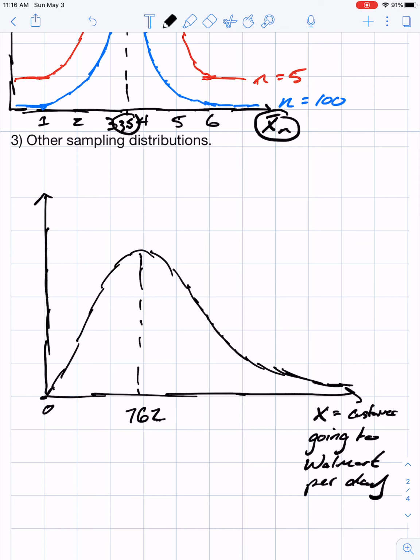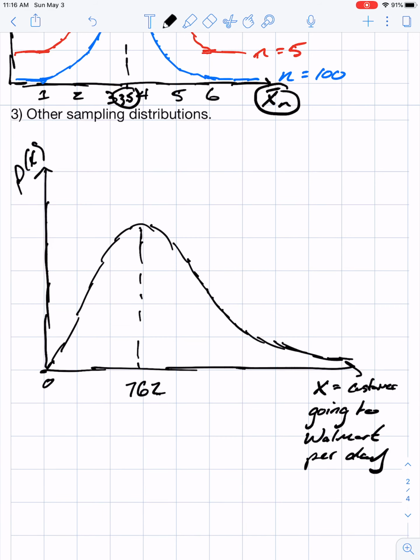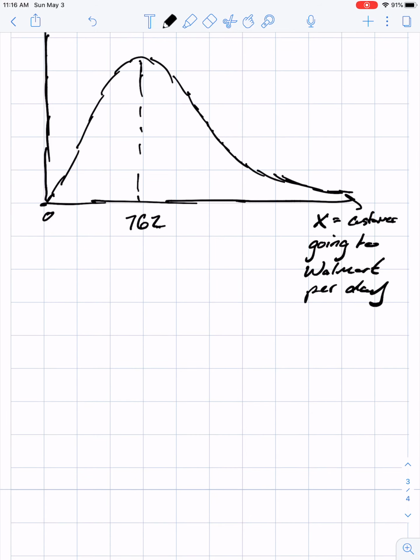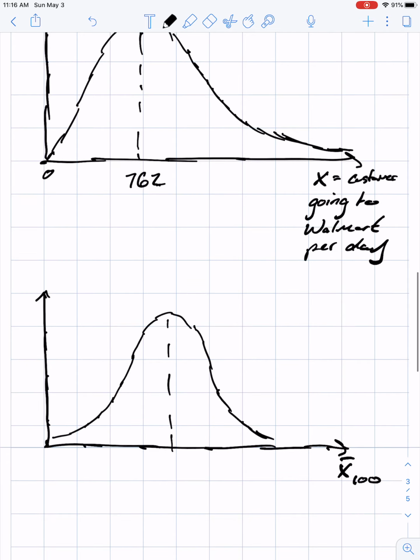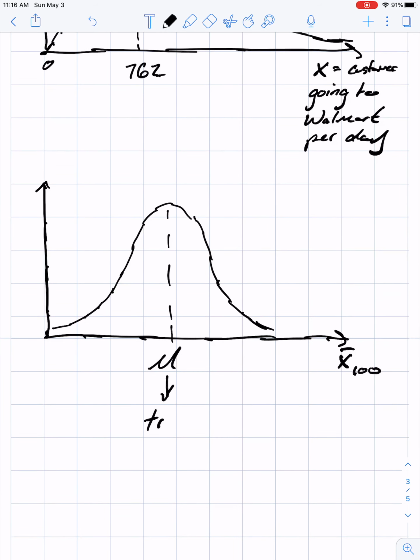So you get a weird distribution when you look at individual probabilities for the number of customers going to Walmart. But guess what happens when we take the average across 100 different Walmarts or the same Walmart on 100 different days? Guess what kind of distribution we get? We get a nice bell curve, just like we got for the die. And in this case, that guy's going to be centered at mu, the true population mean, which we're going to go over in more detail in the next video.